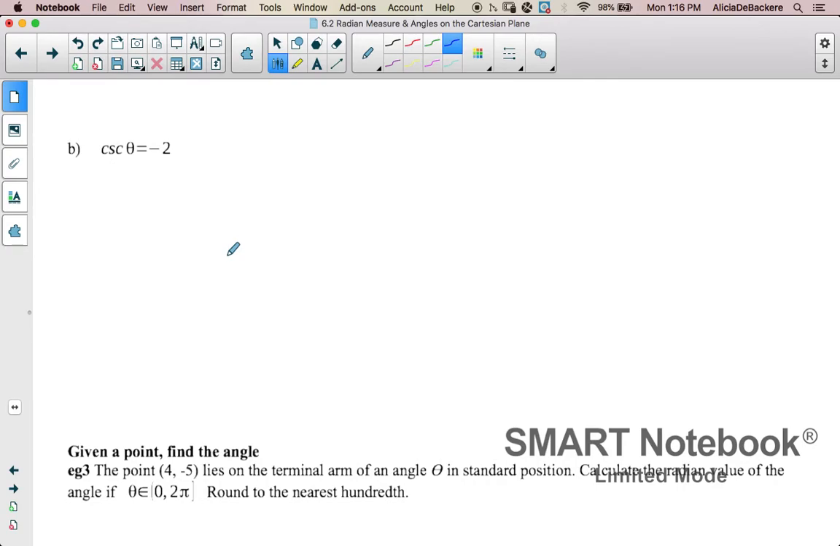Example 2 is a little bit different because it starts off with cosecant of theta. So we're starting right away with a reciprocal ratio. We're going to change that into its matching primary ratio. The cosecant goes with sine, so I'm just going to do the reciprocal of -2, which is -1/2. I'm just flipping it over, right? This is 2 over 1, flip it, make it 1/2. And then I'm going to draw my picture.